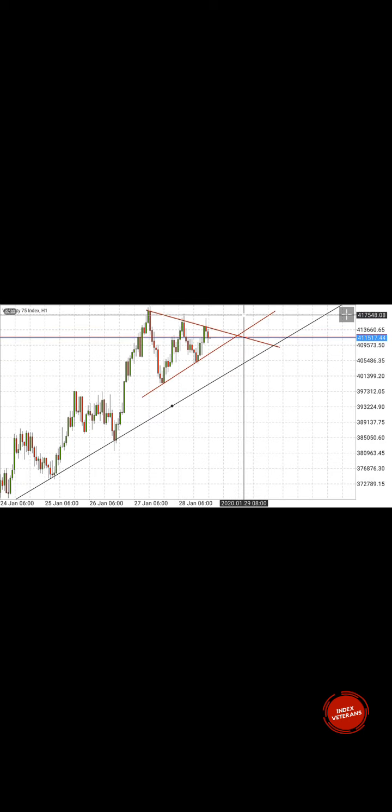So anyway, we are done with the video. We have a symmetrical triangle, as you can all see. It's indicating continuation. We might have a break above or a break below, so watch out for the symmetrical triangle pattern here.